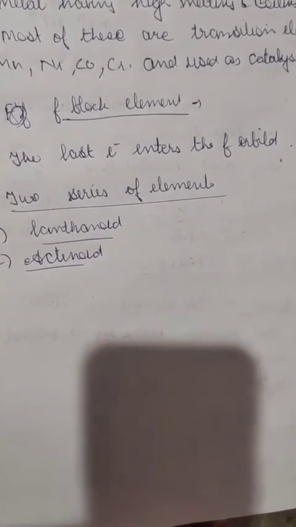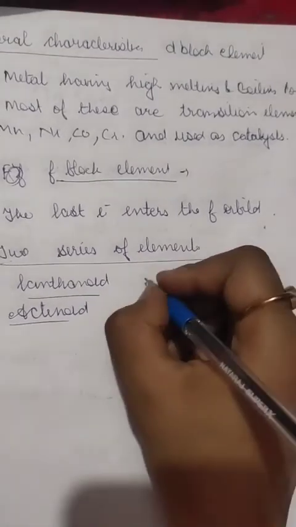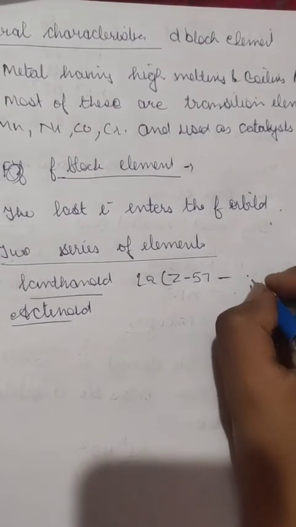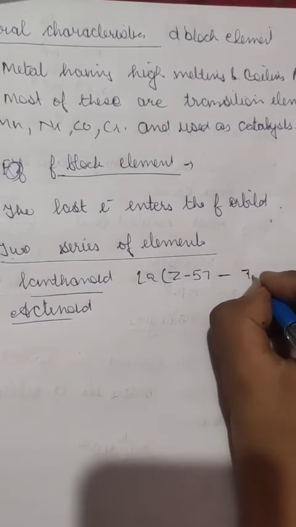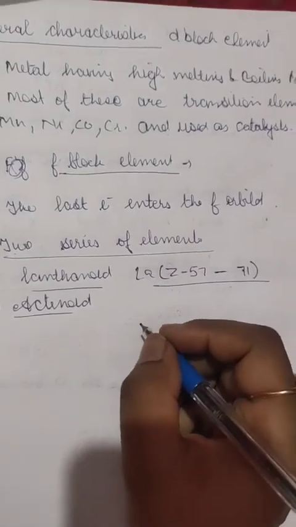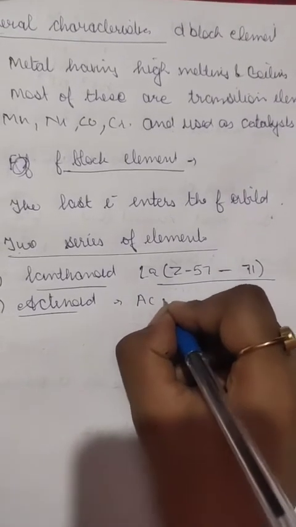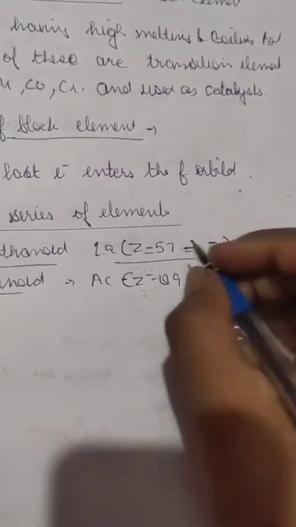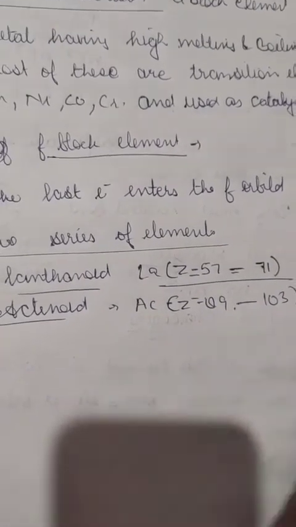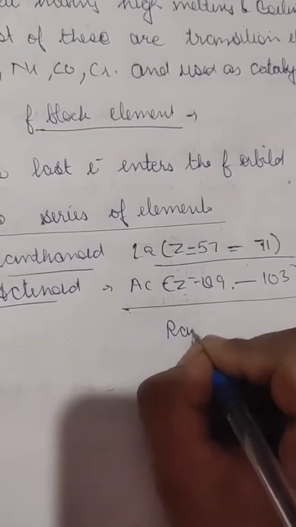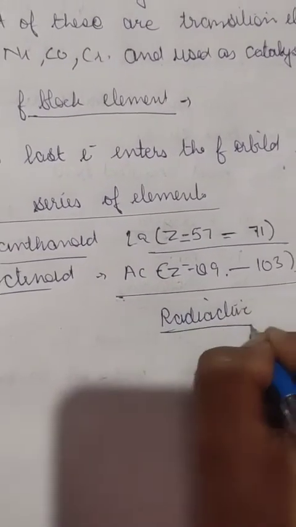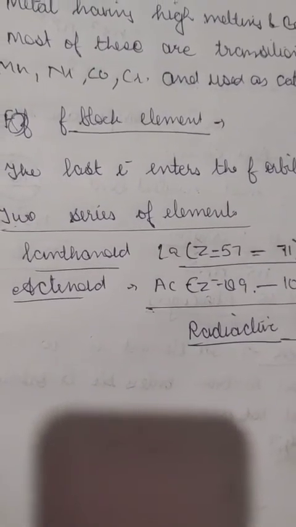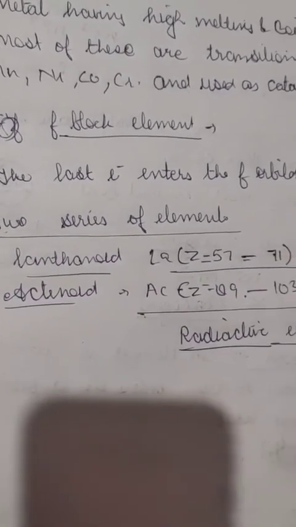Lanthanides are also called the rare earth metals, and they are from atomic number 57 to atomic number 71. And then the actinium or actinoid series, which are from atomic number Z equals 89 to 103, and these actinoids are generally radioactive elements. That means they are radioactive in nature. Actinoids or actinides are the radioactive elements which emit radioactive rays.